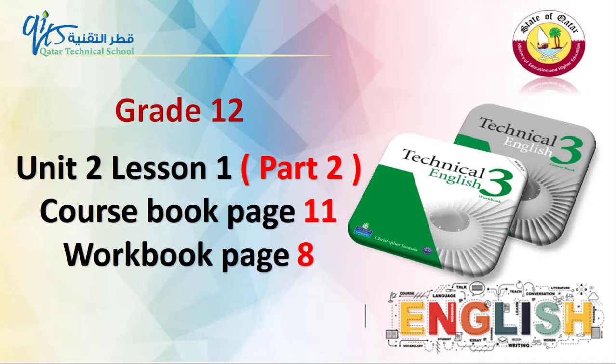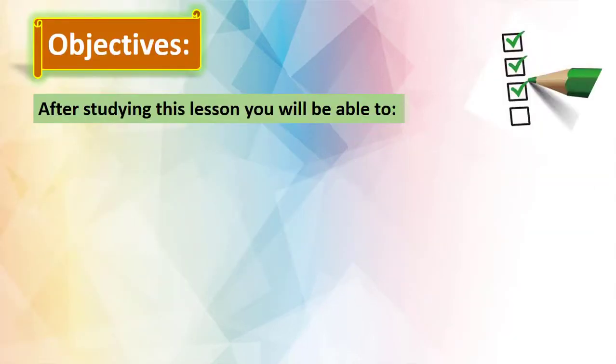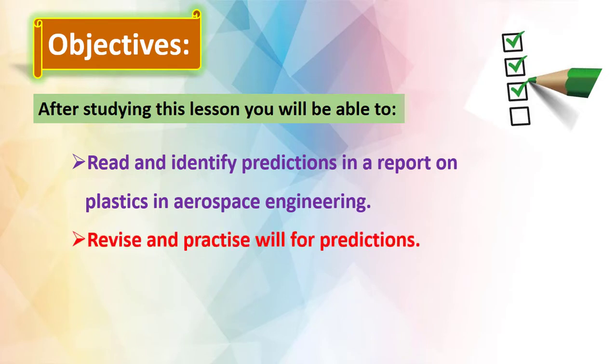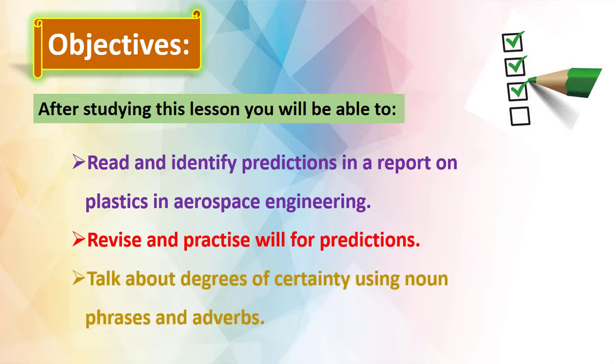Today we will study Unit 2, Lesson 1, Part 2, Coursebook page 11, Workbook page 8. Let's start our lesson. Let's start with the objectives of today's lesson. After studying this lesson, you will be able to read and identify predictions in a report on plastics in aerospace engineering. Revise and practice well for predictions. Talk about degrees of certainty using noun phrases and adverbs.